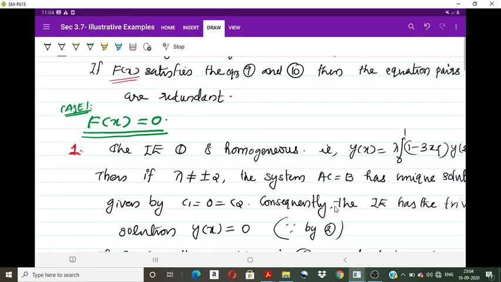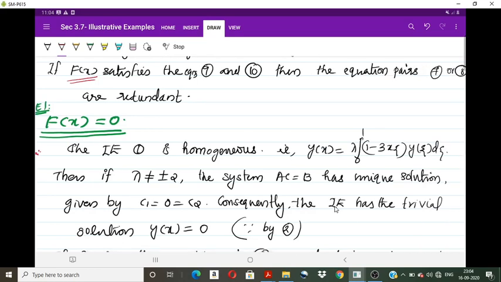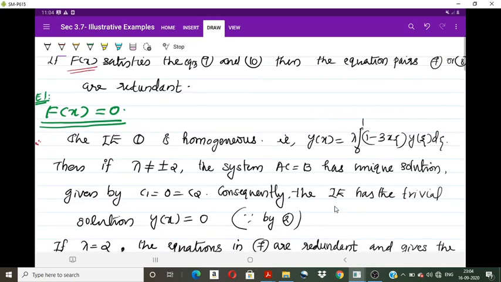Now we consider the homogeneous equation, that is f of x is equal to 0. Now if capital F of x is equal to 0, that is y of x equals lambda integral 0 to 1 of minus 3x theta y theta d theta, then if lambda is not equal to plus or minus 2, the system AC equal to B has a unique solution, given by C1 equal to 0 equal to C2, and consequently the integral equation has the trivial solution y of x is equal to 0.